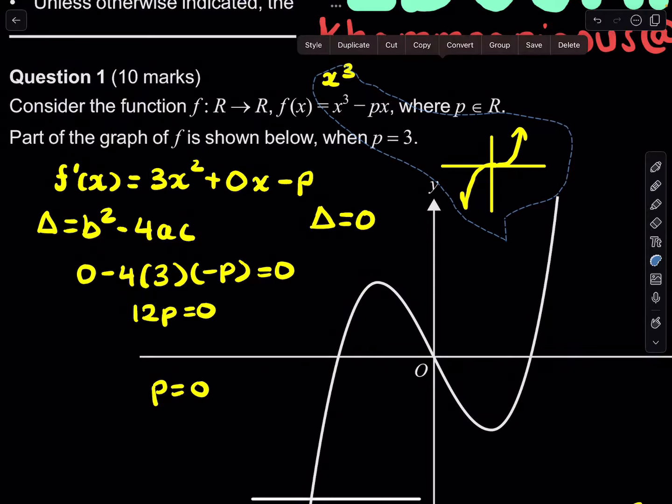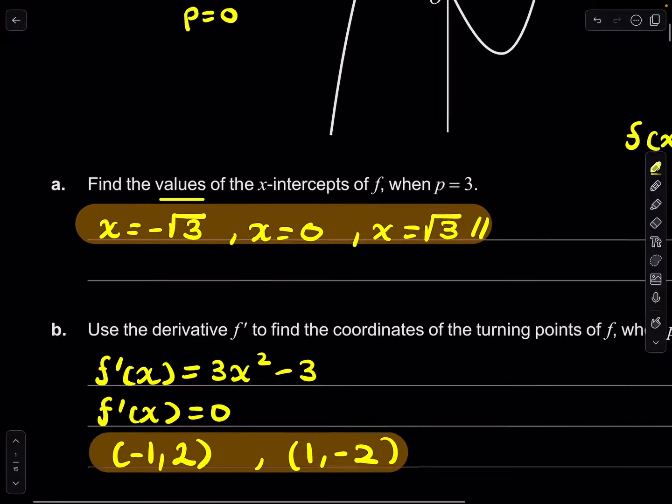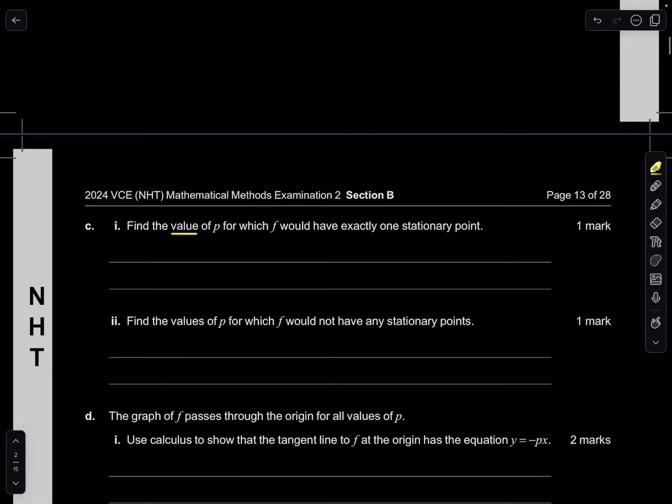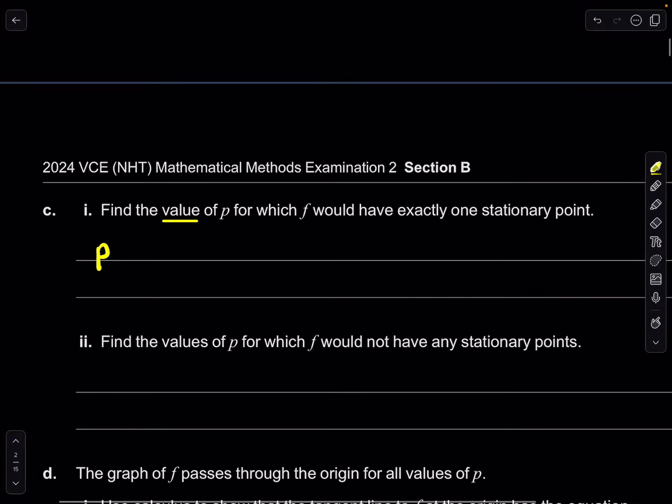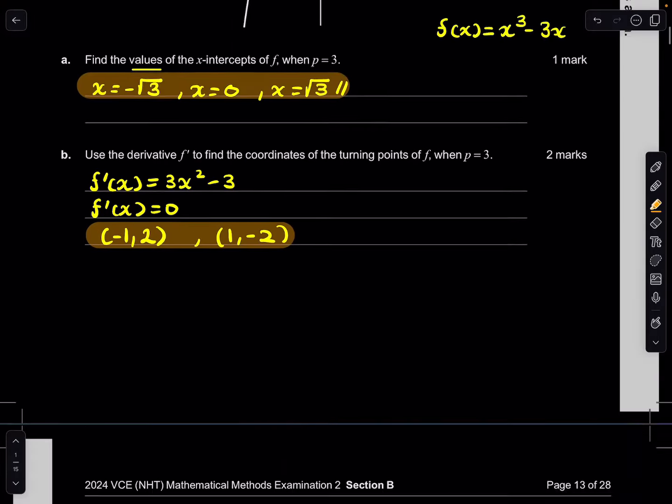And remember, the question said 1. So, find the value. So there's only one answer. So only p equals 0 for that one. I hope that makes sense. So find the value. We're going to say p equals 0. Okay. I'm going to highlight that. So beautiful. I'm just going to leave that there right now.